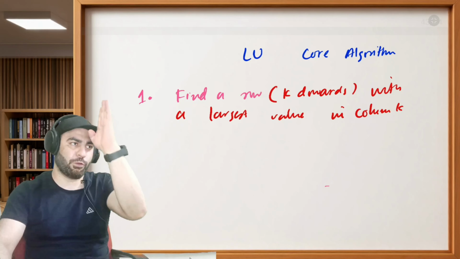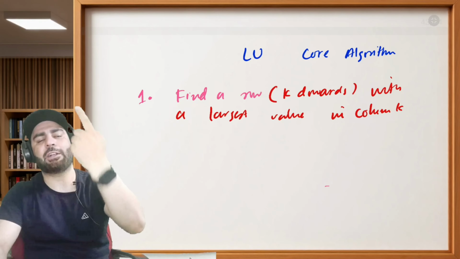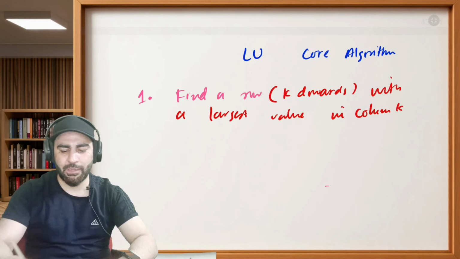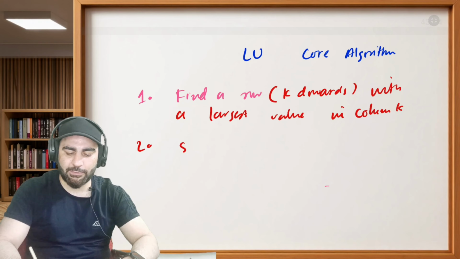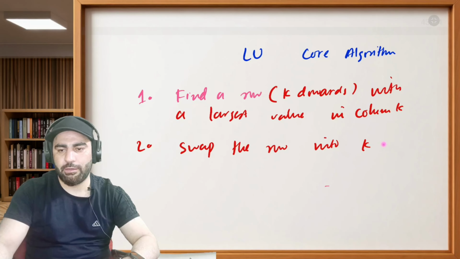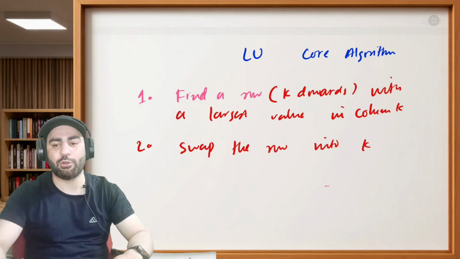If you are at, suppose, the 4th pivot, you go through all the rows below and pick the row which has the largest number in that particular column, and swap that row. The second thing is you have to swap the row into position k, and then you also have to record it. Why? Because you also have to see what permutations are added.